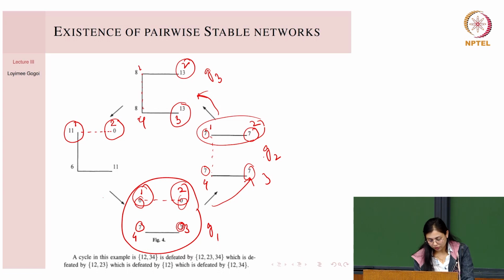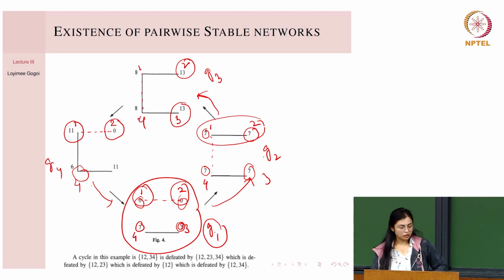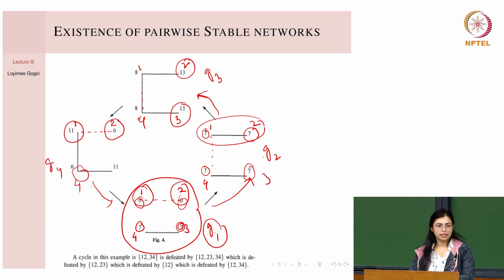So after that, from here you can see that player 4 is getting 6 in this network Z4, but here he is getting more. So no, the network is stable under this allocation rule. So this was one example on a tree network.